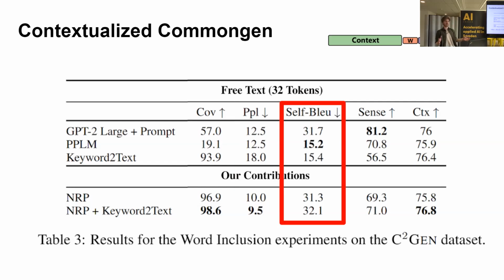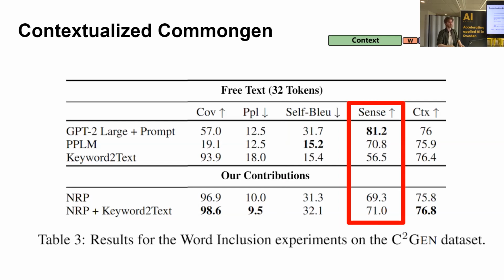We do, however, see that self-blur is higher, meaning that our model is less diverse than both PPLM and keyword to text. Why this is the case, we don't really know. It could be that we only fine-tuned using 1 corpora. So we only have like GPT, Wikipedia style text.